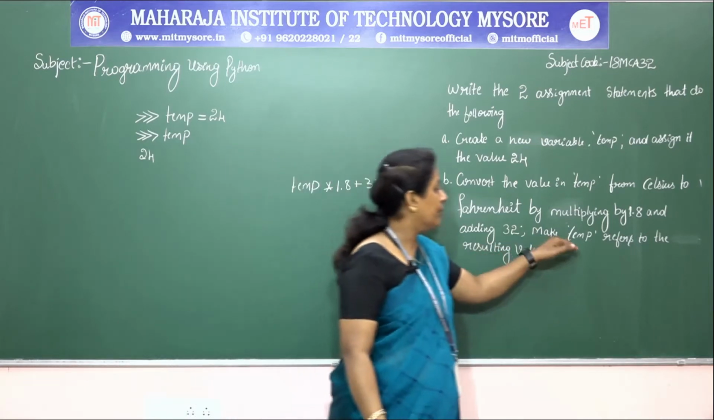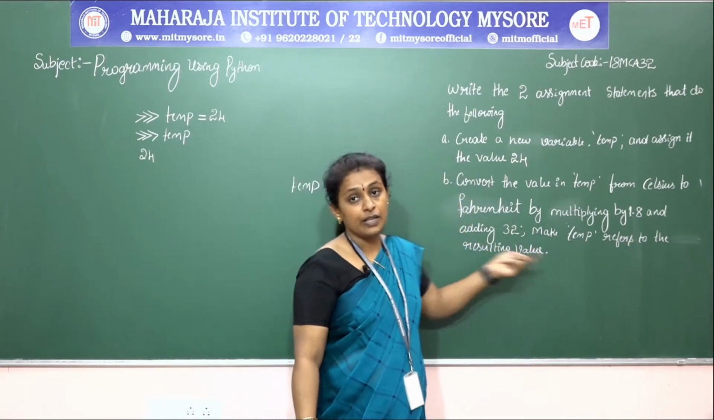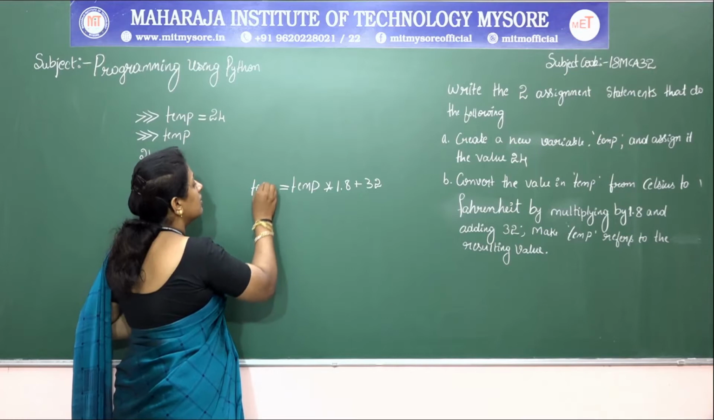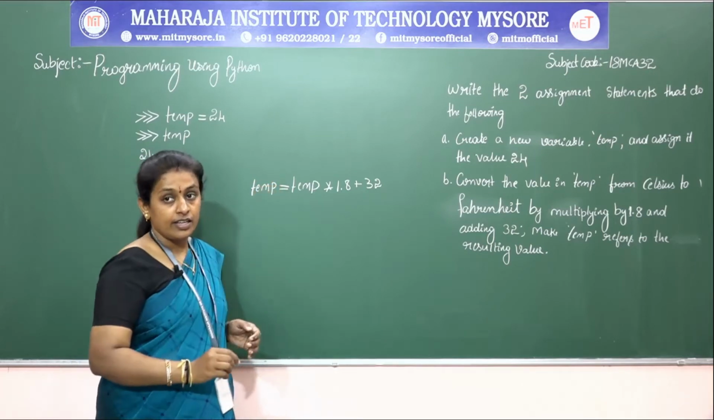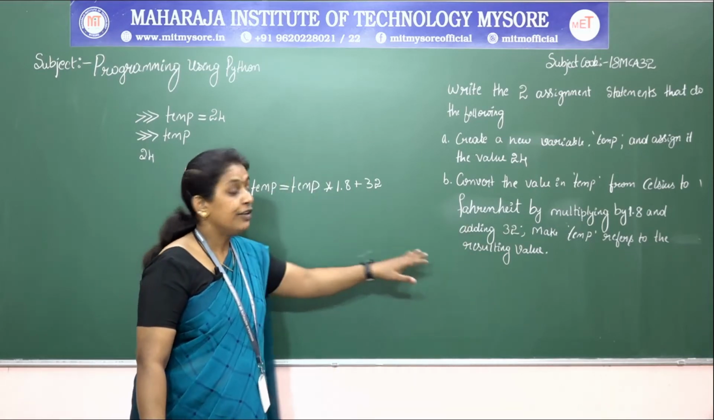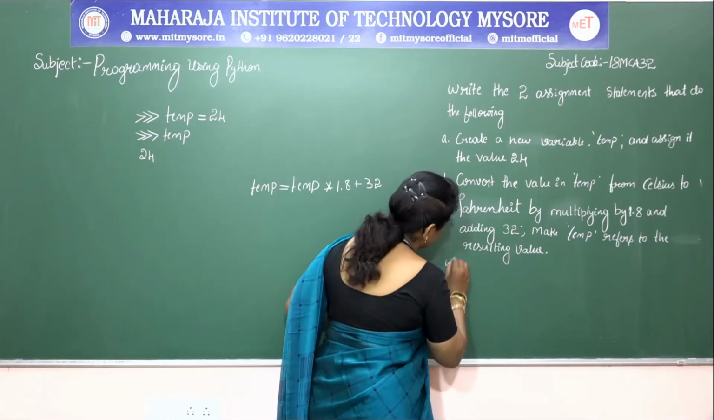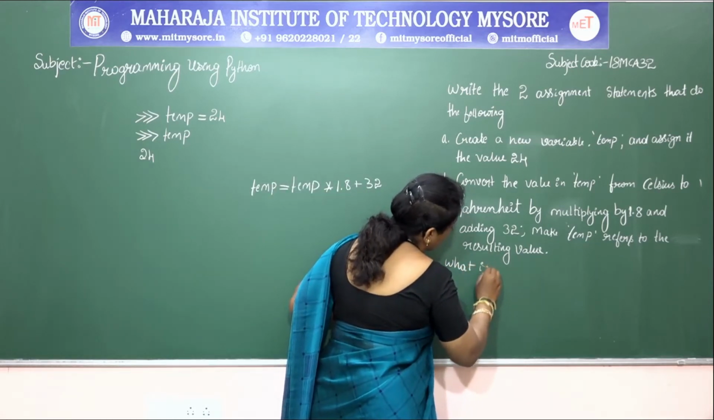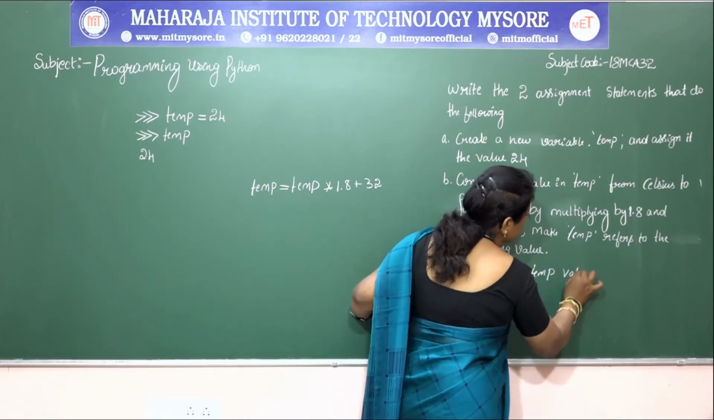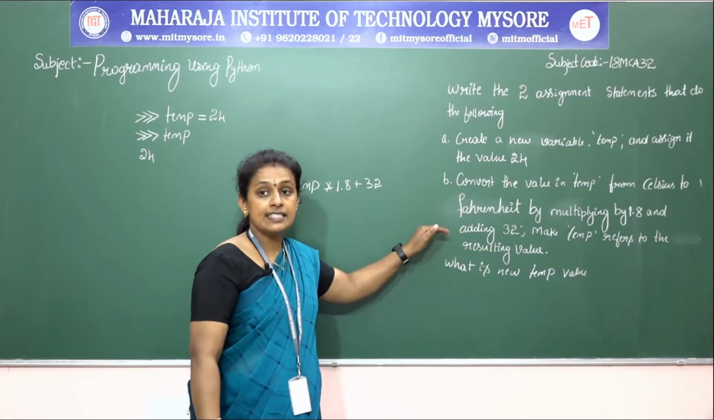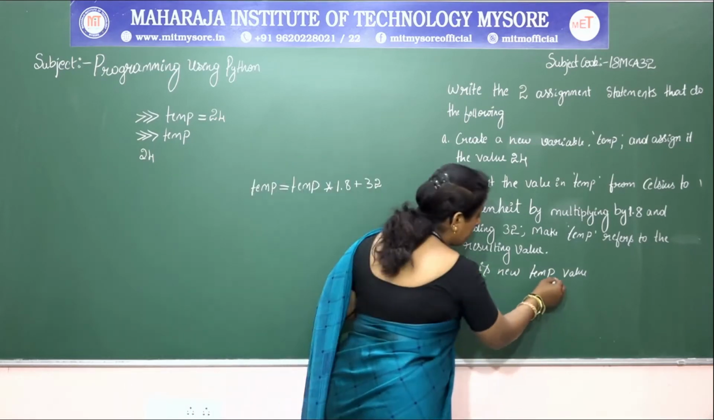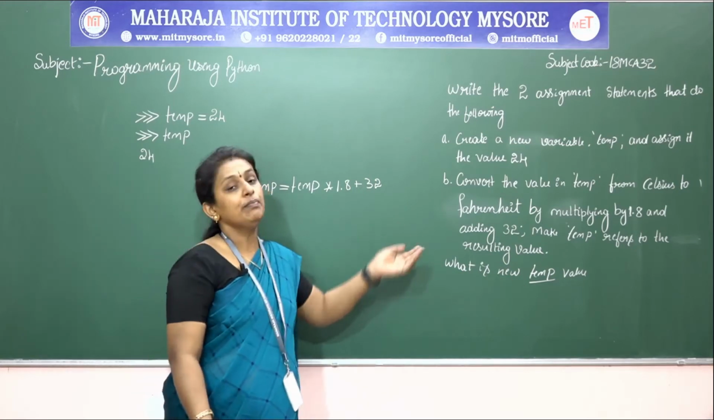After that, make temp refer to the resulting value, so that when this expression gets evaluated, it should be assigned to the temp variable itself, right? So this is what this statement says. Then we need to find out the new temp value, after evaluating this second statement, that is, the new value of the variable temp.